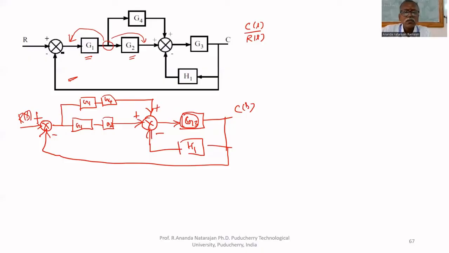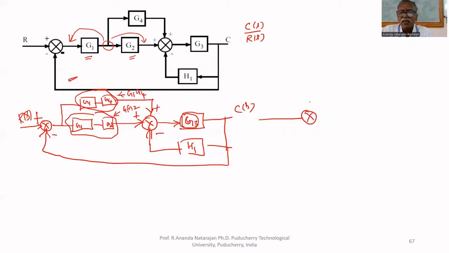Now, this can be separated into two summing junctions and these two can be multiplied together. If you multiply these two together, what will you get? G1 G4. If you multiply these two together, you will get G1 G2. These two are in parallel, and you can separate this like this.